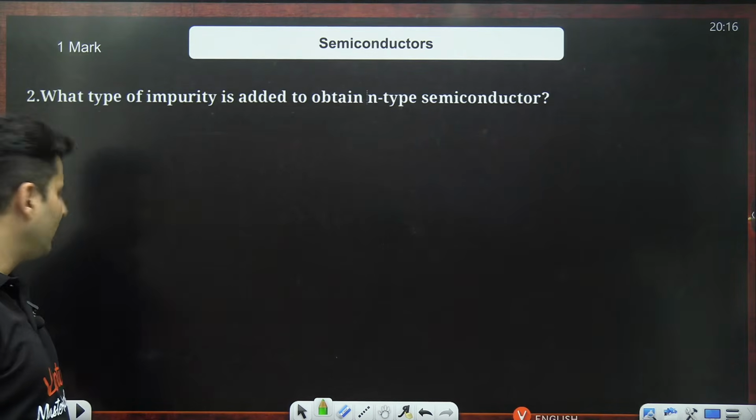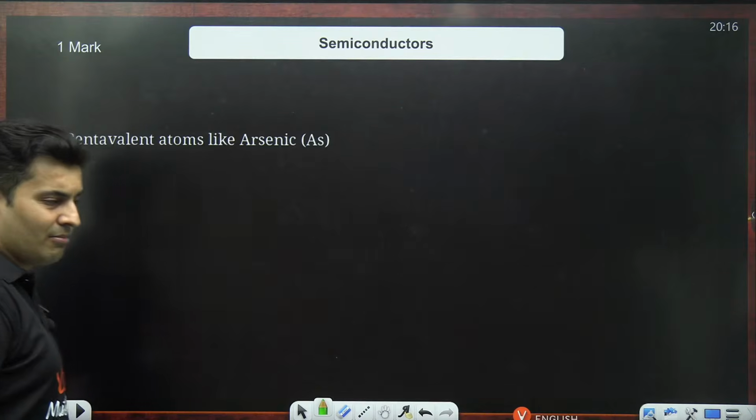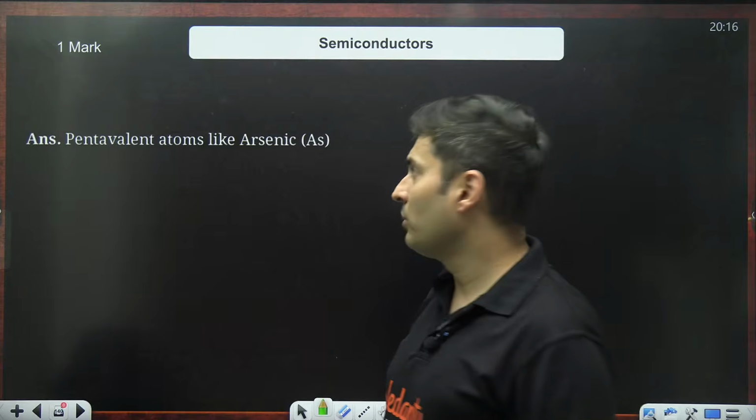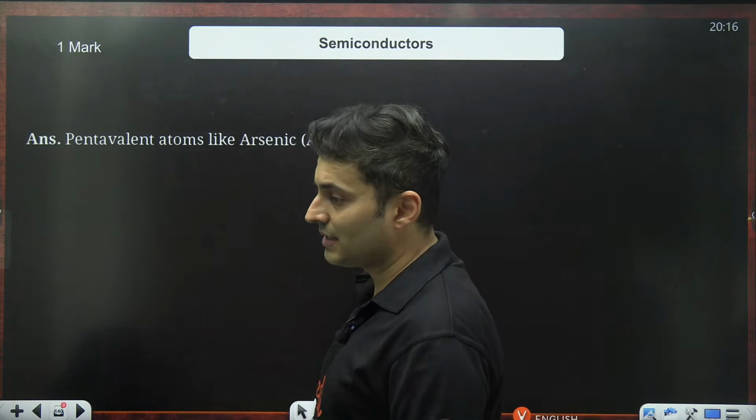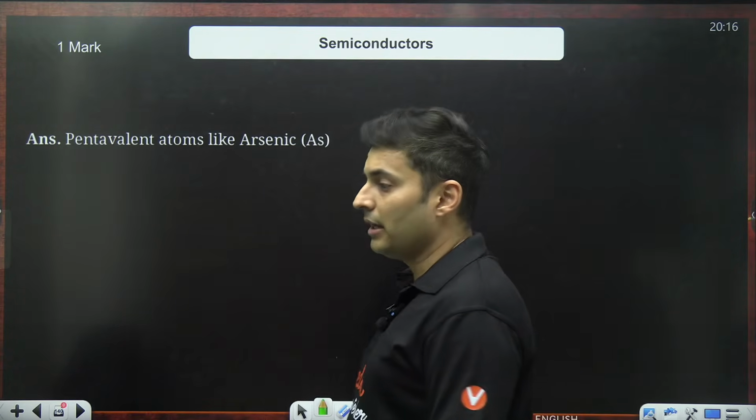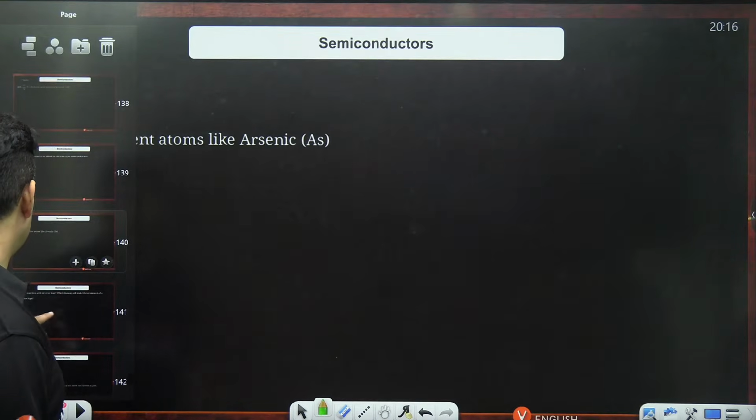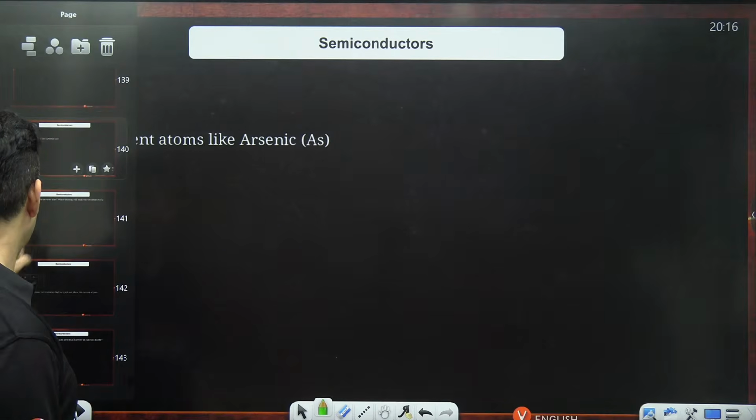What type of impurities are added to obtain an N-type semiconductor? The answer is pentavalent. For P-type, it is trivalent. Pentavalent impurities like phosphorus, arsenic. Trivalent impurities like aluminum. Yeah, correct. That is added for making it an extrinsic semiconductor.